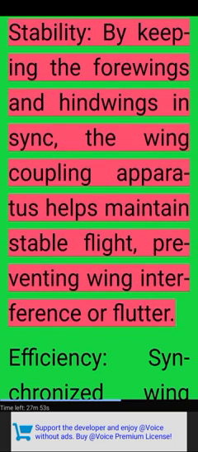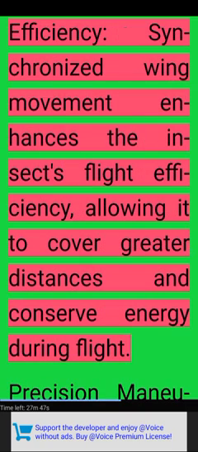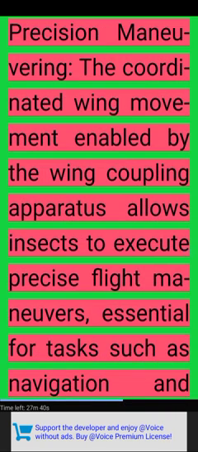Stability. By keeping the forewings and hindwings in sync, the wing coupling apparatus helps maintain stable flight, preventing wing interference or flutter. Efficiency. Synchronized wing movement enhances the insect's flight efficiency, allowing it to cover greater distances and conserve energy during flight. Precision maneuvering. The coordinated wing movement enabled by the wing coupling apparatus allows insects to execute precise flight maneuvers, essential for tasks such as navigation and foraging.